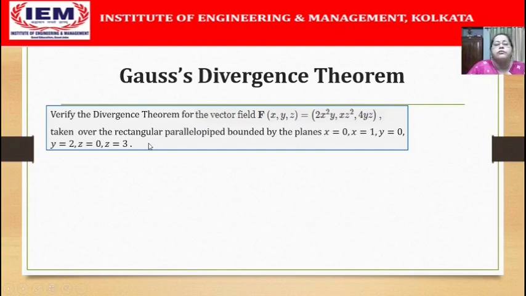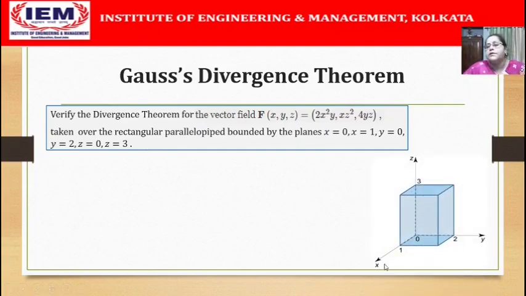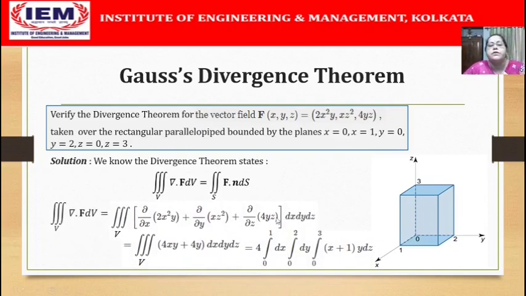So let's first draw the figure of the rectangular parallelepiped. This is here. So we see that it extends along the x direction from 0 to 1, along the y direction from 0 to 2, and along the z direction from 0 to 3. As we have to verify the divergence theorem, which we have just now seen is given like this, that the volume integral of divergence f dv over v is equal to the surface integral f dot n ds over s. So we have to evaluate both the volume integral as well as the surface integral and check whether the answers match.